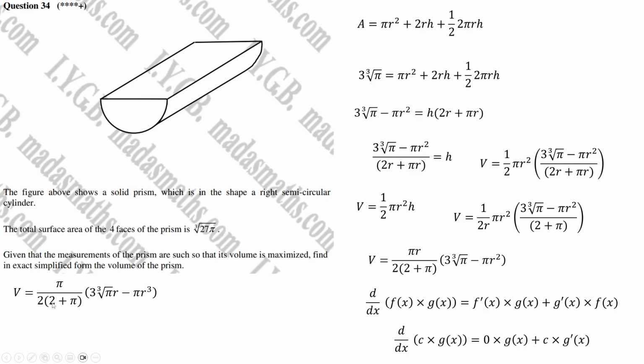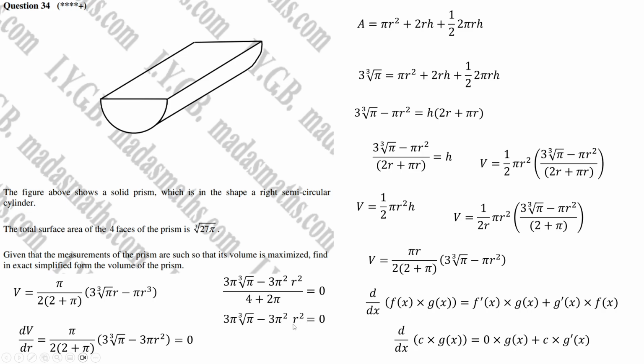So in terms of r, dV over dr, this becomes just 3 cube root pi, and then this is minus 3 pi r squared. You'll get that equals 0. It equals 0 because it needs to be a stationary point for us to either maximize or minimize it. Okay, and then just expand it here on the top, and then I'm going to multiply by 4 plus 2 pi. Add this to both sides to get that.